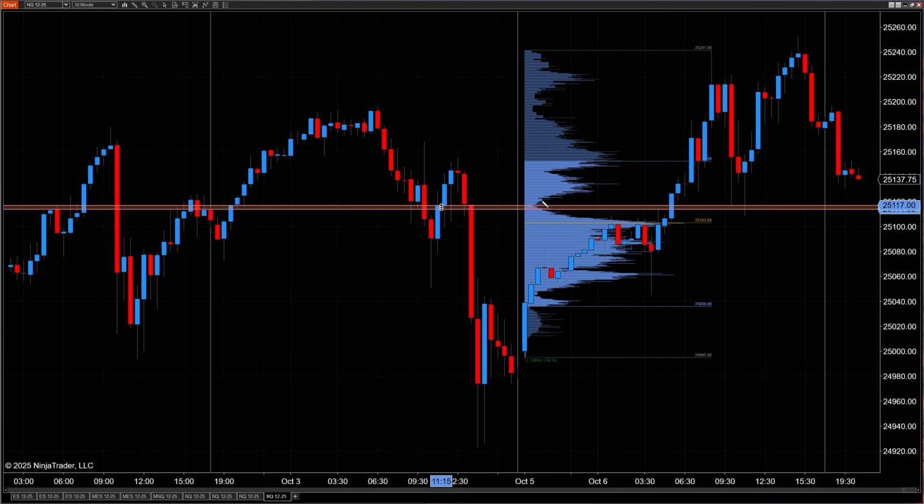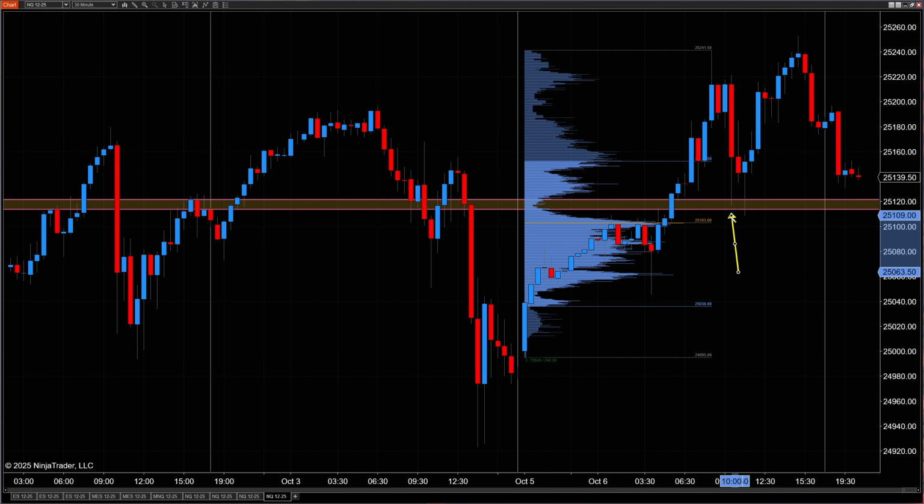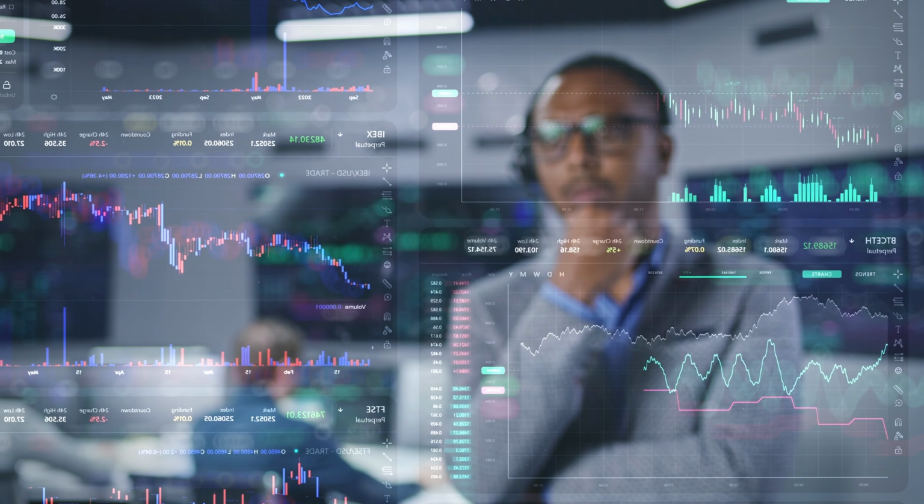So in this example, I'm going to highlight this zone real quick. Notice, what did we do the first time we came into it? We rejected right back out. Was there a way to enter this trade using order flow to minimize the risk and try to get a much larger gain out of this trade?